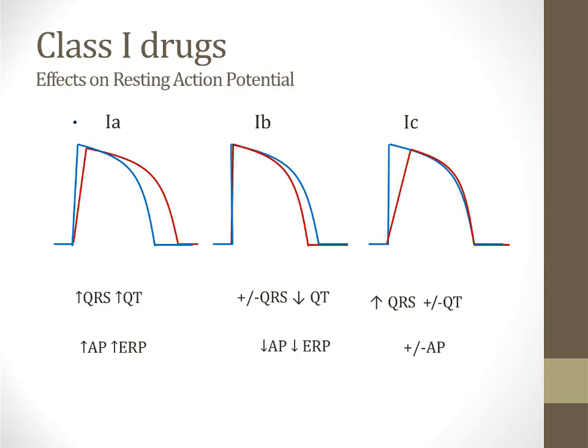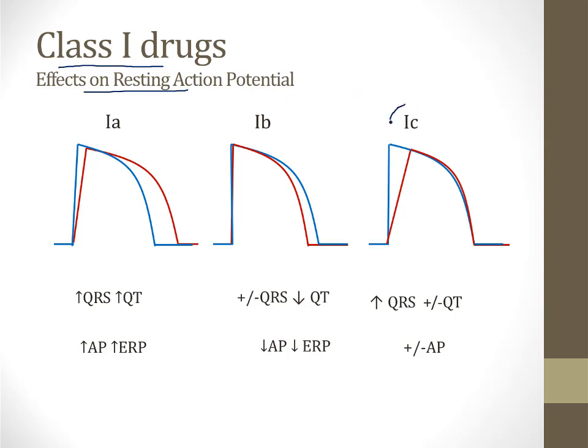This slide is the most important slide for you to remember in terms of the class 1 drugs. It shows the effects on the resting action potential of the 3 different groups of class 1 drugs. In each picture, the blue line is a normal action potential and the red line is an action potential after administration of one of the types of class 1 drugs. And after what we've talked about in the last few slides, this slide should make sense to you.